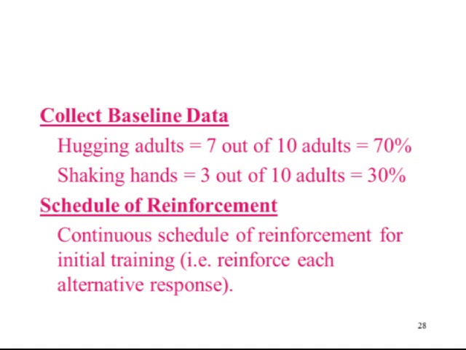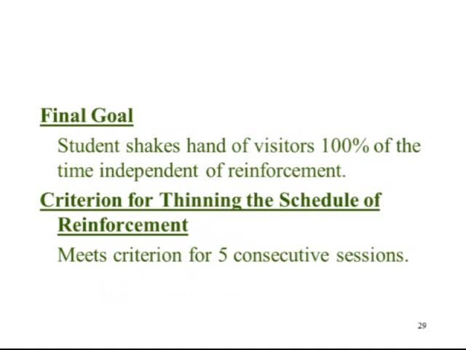So we started out with continuous reinforcement. We did do some social skills instruction. We used modeling and role play to teach her to do the handshaking instead, and we reinforced her a lot for doing that. And the final goal is we wanted her to go up and shake someone's hand.